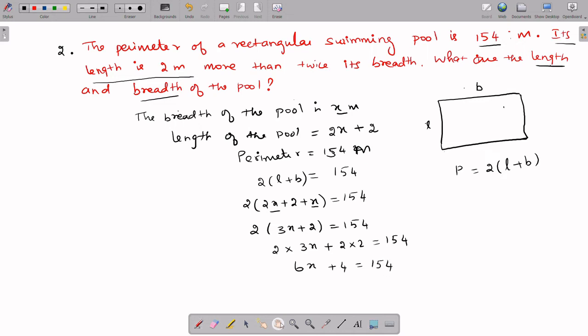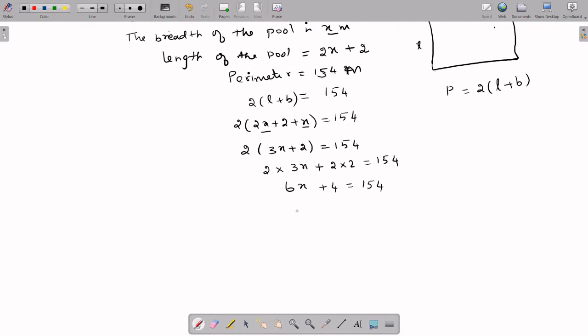Or otherwise, 6x is equal to 154. You have to take this plus 4 to the other side, it becomes minus 4. So 6x is equal to 154 minus 4, which is 150. Okay, and then x is equal to 150 divided by 6.